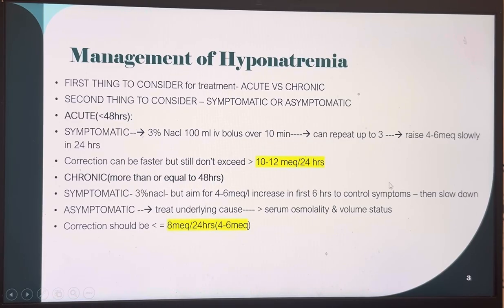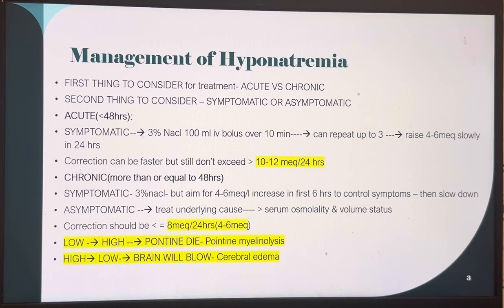Now coming to asymptomatic hyponatremia. Before that, we have to remember why we are saying that it should not exceed. When you correct hyponatremia very quickly, that is more than 8 milliequivalents in 24 hours or more than 18 milliequivalents in 48 hours, that's when pontine myelinolysis happens.